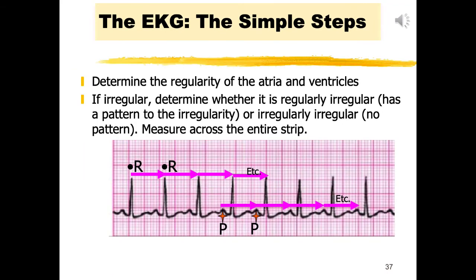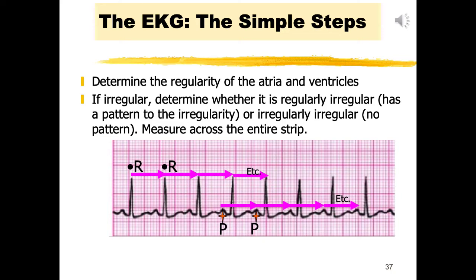Now we need to determine the regularity of both the atria and the ventricles. If irregular, we need to determine whether it has a pattern to it, being regularly irregular, or does not have a pattern, and we call that irregularly irregular.